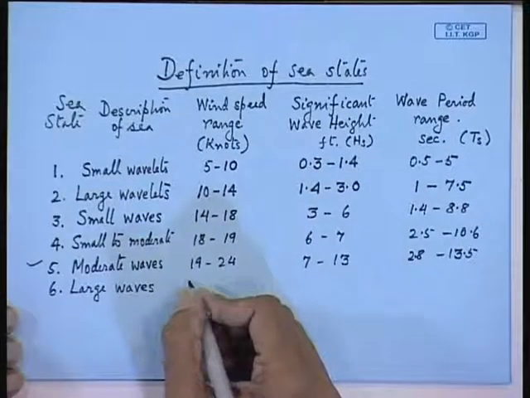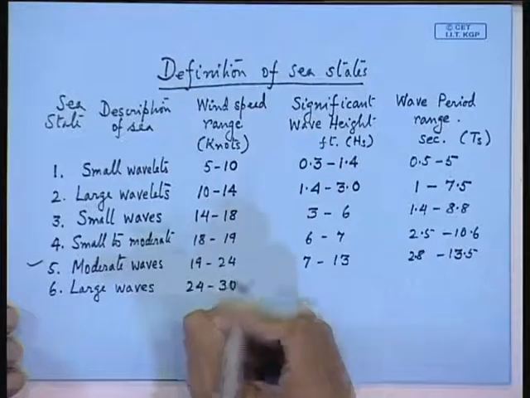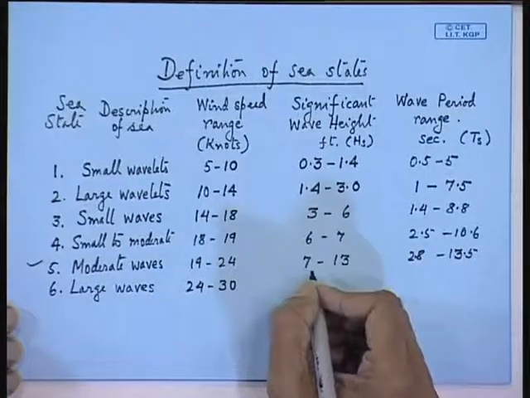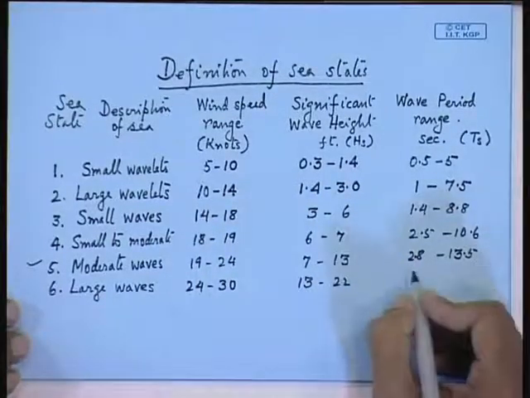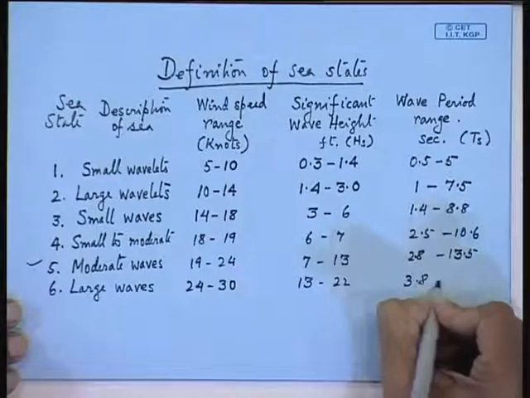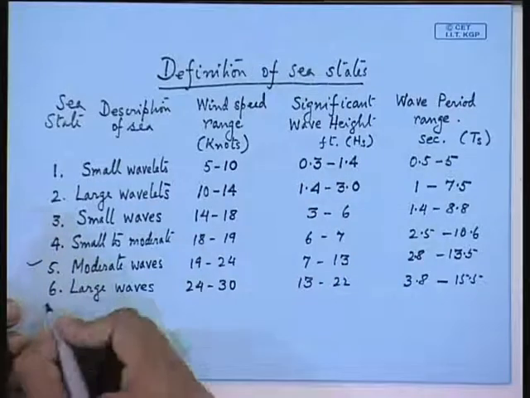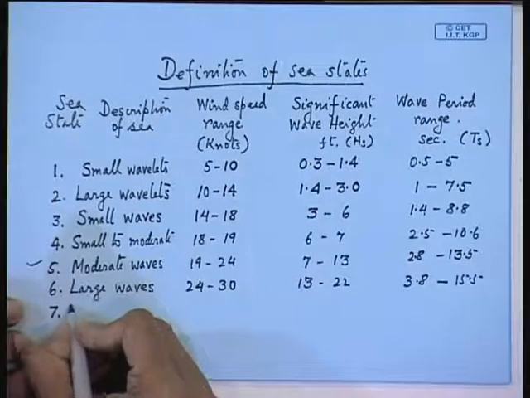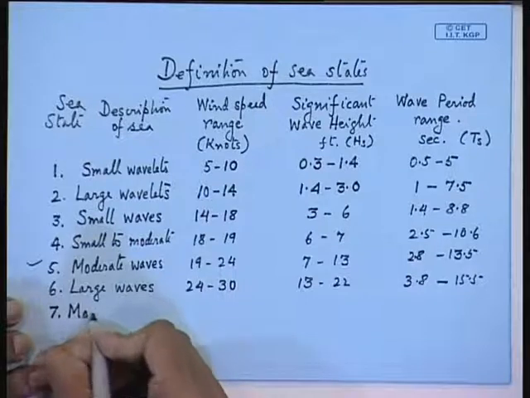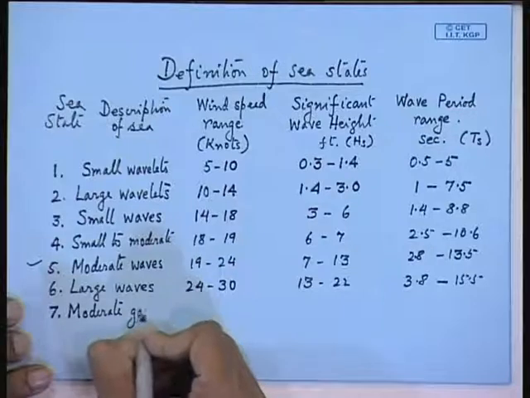So large waves you get 24 to 30. So here we are getting 13 to 22, and then it is 3.8 to 15.5. Now from waves we are going to storm conditions. This is more important for offshore structure design. So we are coming to moderate gale.